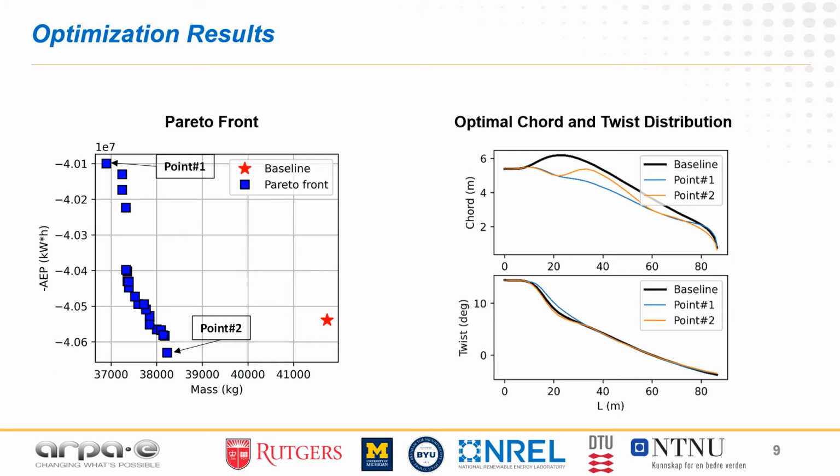A genetic algorithm method is used to approach this nonlinear and complex multi-objective design optimization problem. The generated Pareto front is shown on the left. In this case, it is shown that the mass of the blade is easier to reduce compared to increasing the annual energy production. As an example, two designs along with the baseline design are illustrated on the right side. The chord distribution has much more variation among different designs compared to the twist distribution.